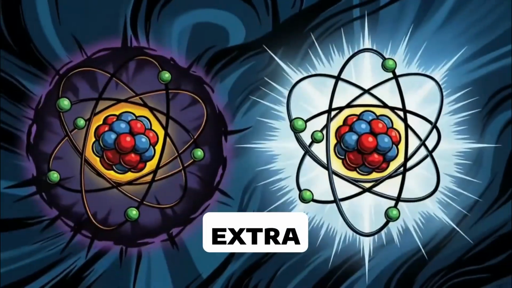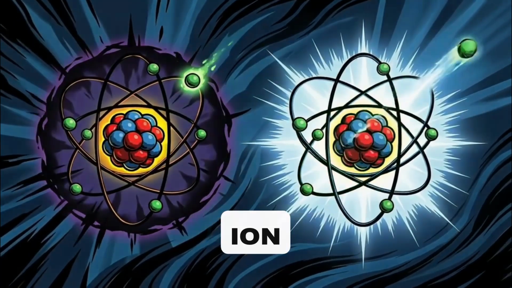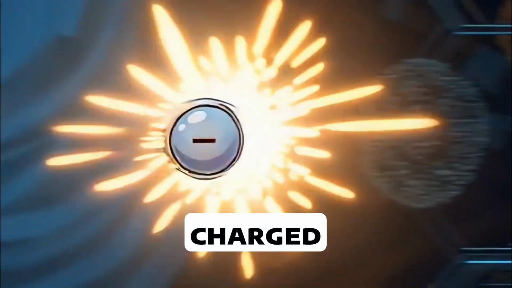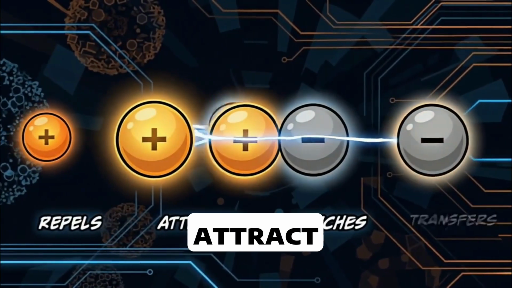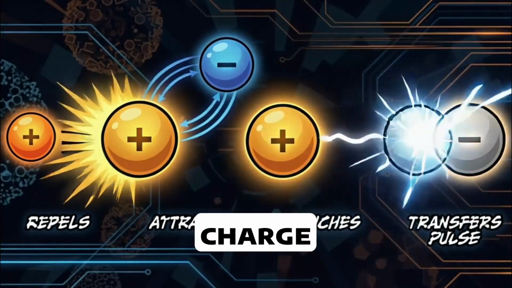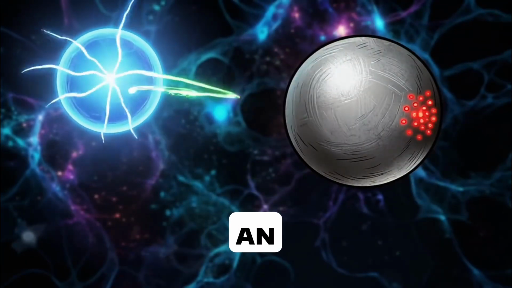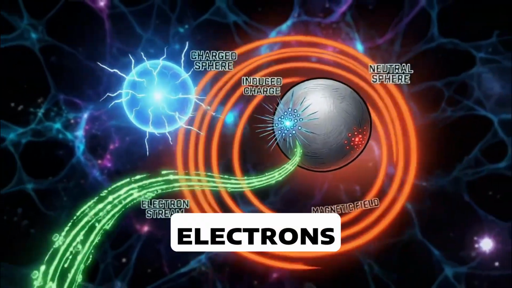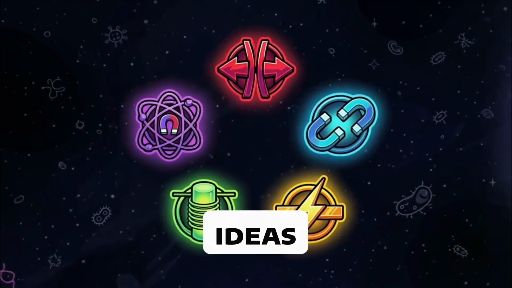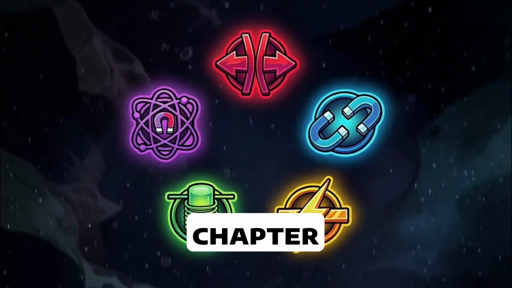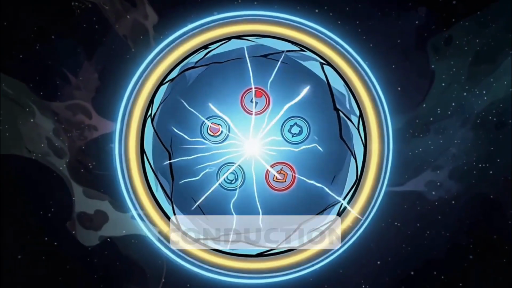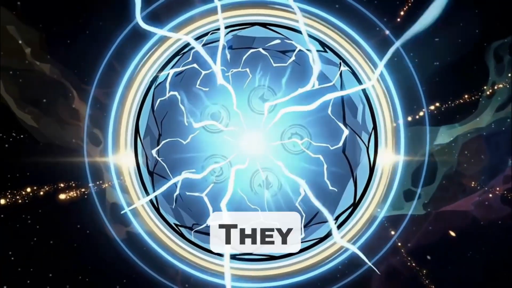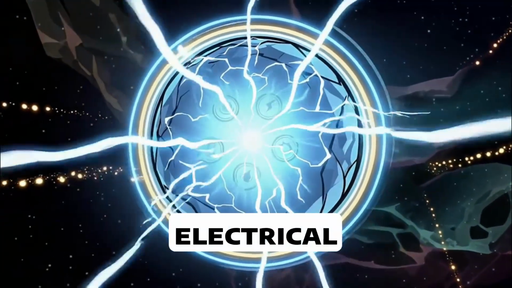If an atom gains extra electrons, it becomes a negative ion. If it loses electrons, it becomes a positive ion. A charged body can repel like charges, attract opposite charges, conduct its charge to another body through contact, induce an opposite charge in another body without contact, and create a magnetic field when electrons move. Those 5 ideas are the foundation of this entire chapter. Repulsion, attraction, conduction, induction, and electromagnetism are not separate topics. They are the basic behavior of electrical charge.